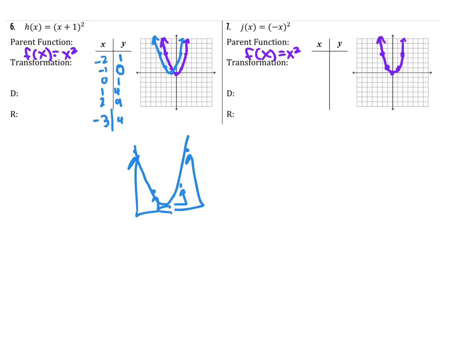It's just shifting. And which way is it shifting? Well, it looks like it has shifted left 1. So we're going to say translate left 1. And how has this affected the domain? Well, it hasn't changed the domain at all. And in fact, it hasn't changed up and down what's happening either, so the range is still going to be the same.